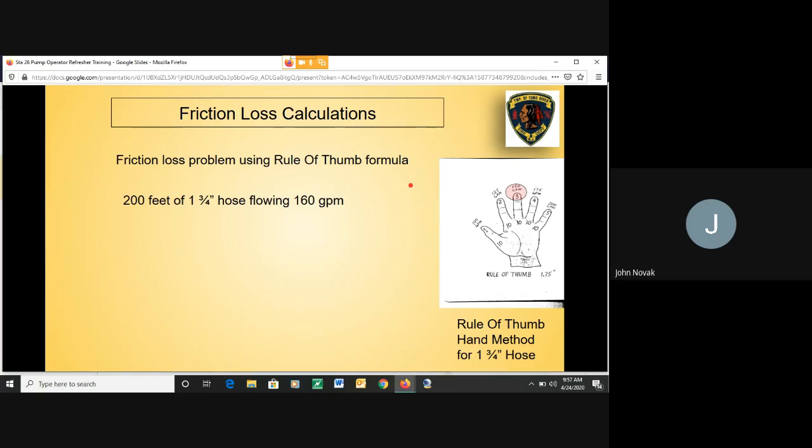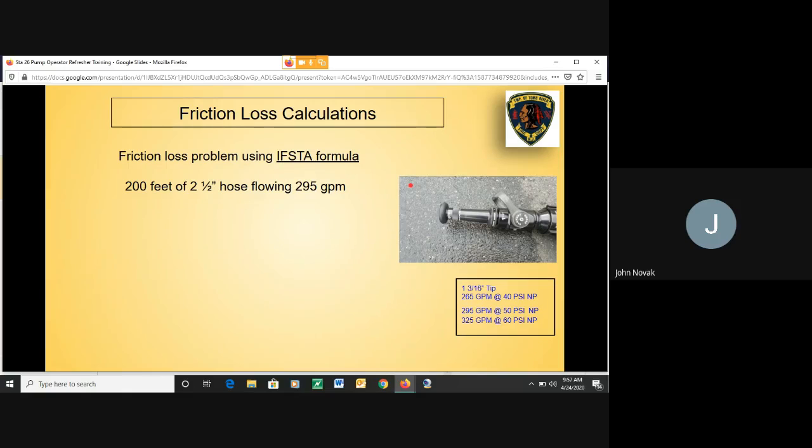If we use the hand method, that would be 3 times 10 is 30, so friction loss for every 100 feet would be 30 psi. In this illustration with this problem, we would come up with a friction loss of 60 psi and nozzle pressure of 50, so we'd be at 110. Using our coefficient, we said our pump discharge pressure would be 100, so we're really not that far off using the hand method for inch and 3/4.